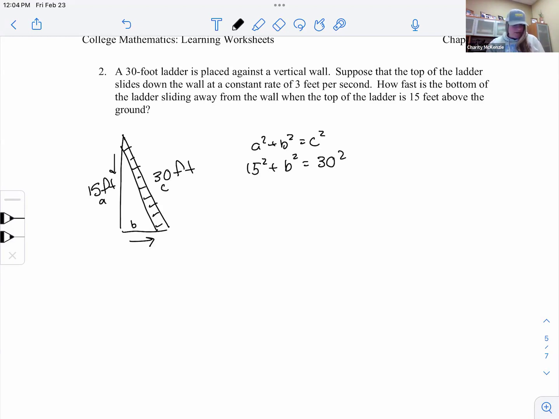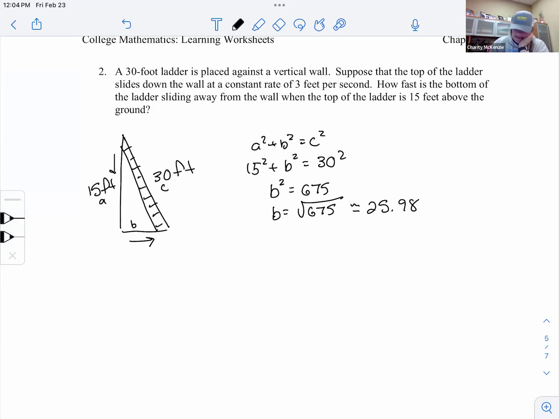Okay, so then I'm going to do 30 squared, and then I'm going to minus off the 15 squared, and that's going to give me b squared is equal to 675, so b is going to be the square root of 675, which is about 25.98. So there we go. We got that number going for us.